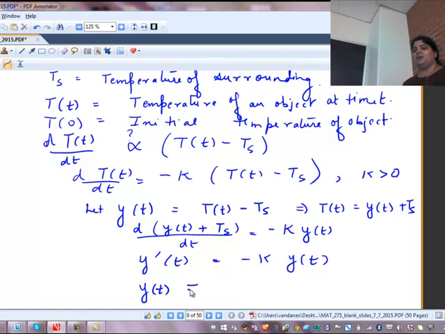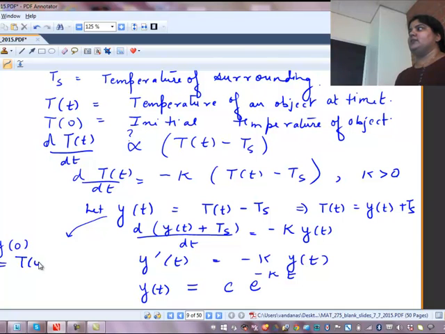I think by this time, without computation, you can tell what is the solution. C e to the power minus k t, where C is the initial condition. At time t equals 0, what is y0? At time t equals 0, y0 is equal to T0 minus Ts. So I will replace this constant, which is nothing but your C.